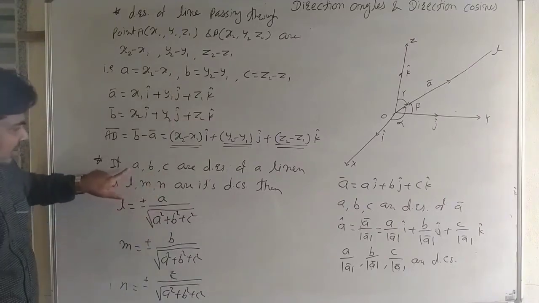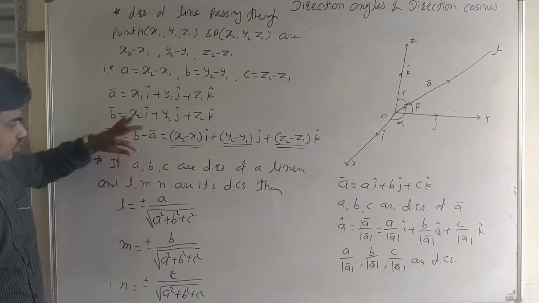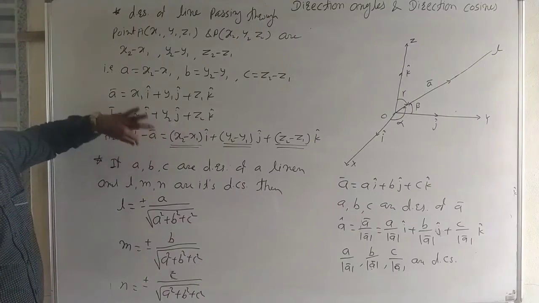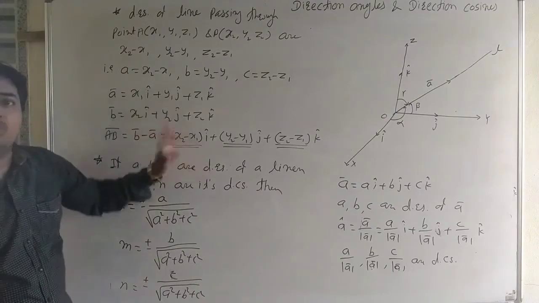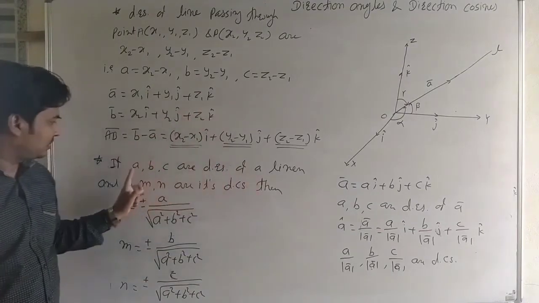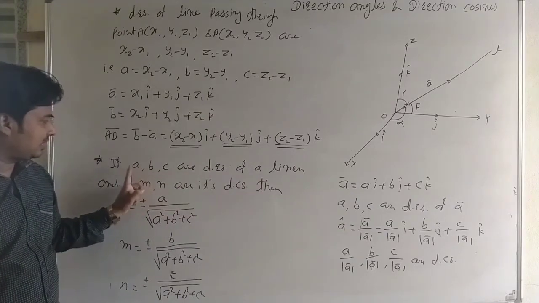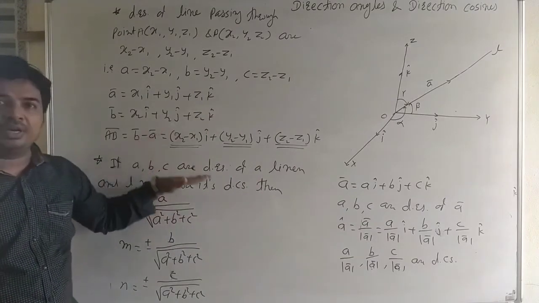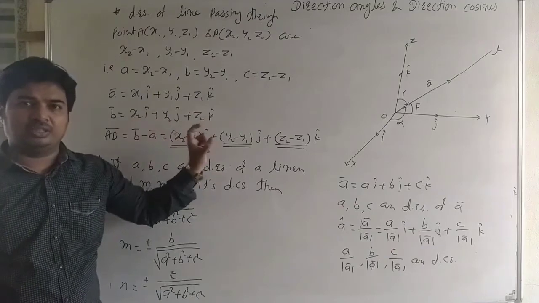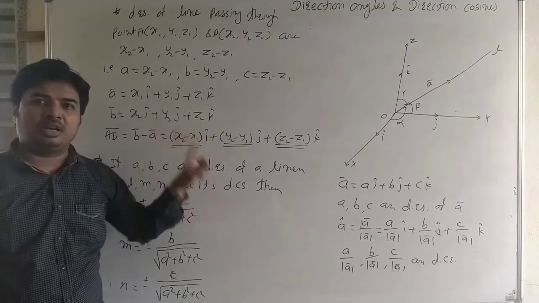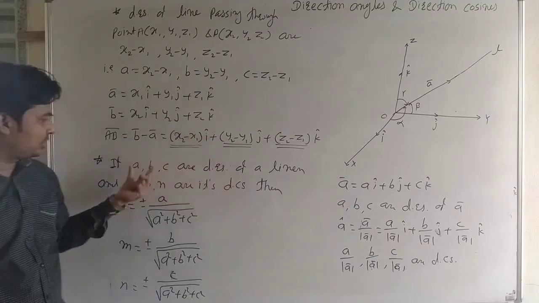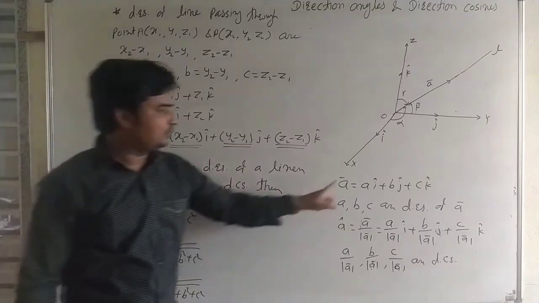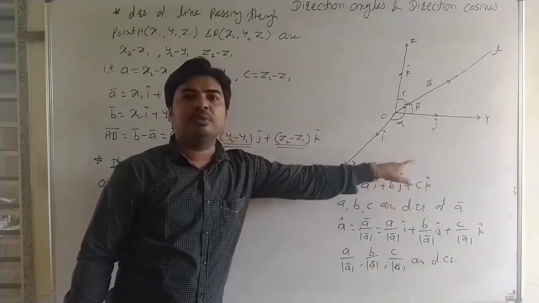Okay, here direction ratios are given. The vector along a line whose direction ratios are a, b and c is ai cap plus bj cap plus ck cap.